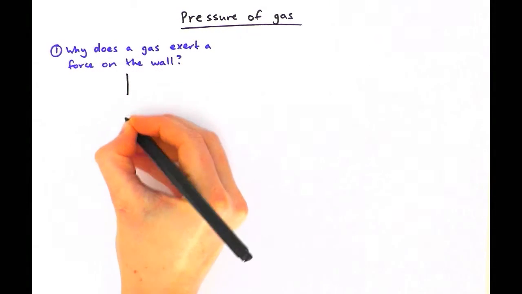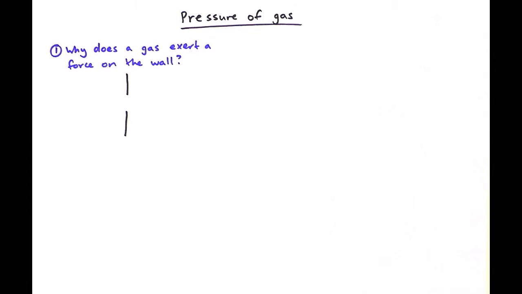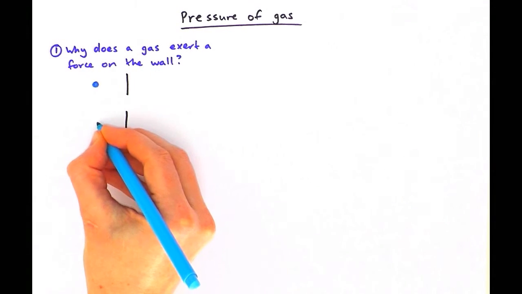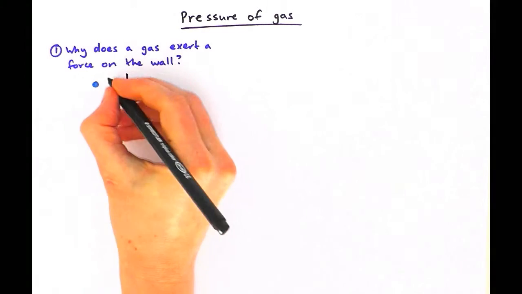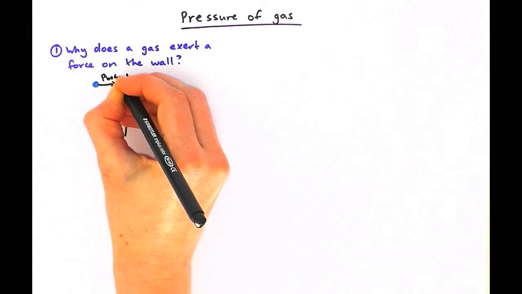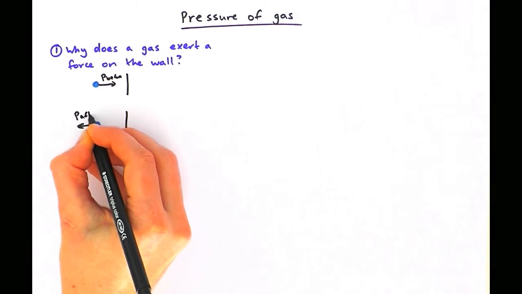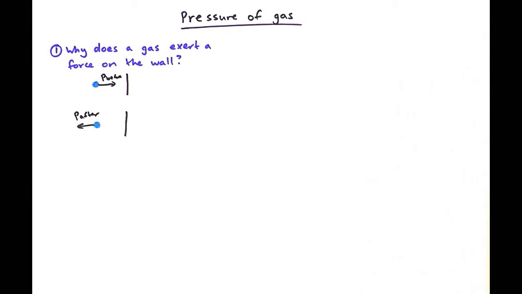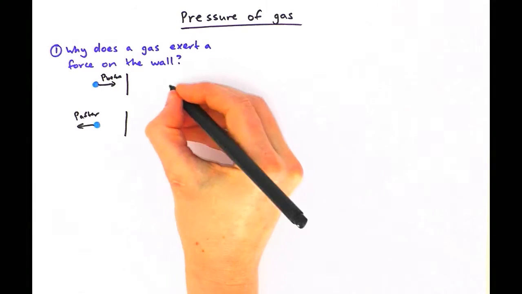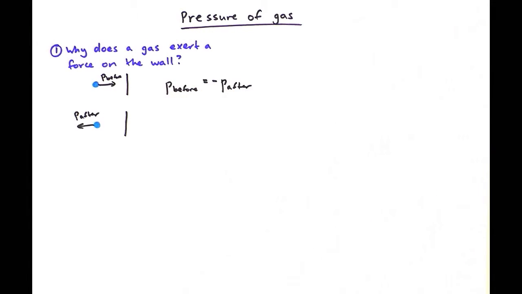So let's say we have a wall, and then we have one particle coming in directly towards the wall, so it's flying in perpendicular to the wall. And the momentum it has before, we would just call P before, and the momentum that it has afterwards, we call P after. And because it collides head-on with the wall, the momentum is just reversed. So momentum before is negative the momentum after. So it's just switched directions.